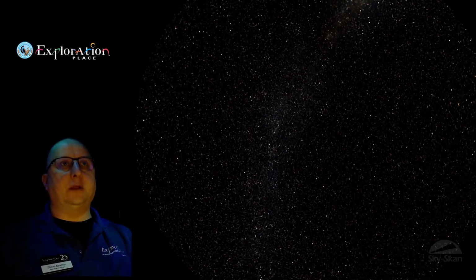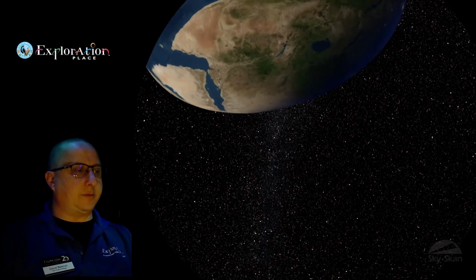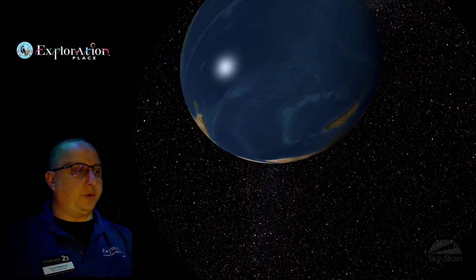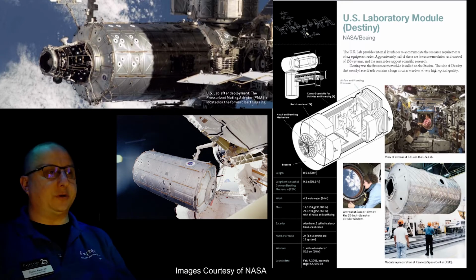All right, let's go take a look at something else. I've got the space station here pulled up as a picture, and here we can see the Destiny Lab. This Destiny Lab is our science lab. This is where we do most of our best work on the space station. It is the US lab. It's about the same size as a school bus.